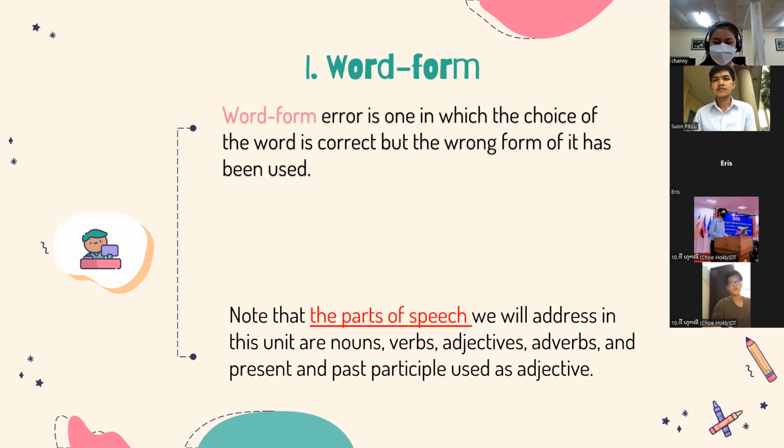I'm going to present the first point, which is word form. A word form error is one in which the choice of word is correct, but the wrong form of it has been used. For the note, we need to know that the parts of speech we will address in this unit are nouns, verbs, adjectives, adverbs, and present and past participles used as adjectives. So now let's move to the next slide.